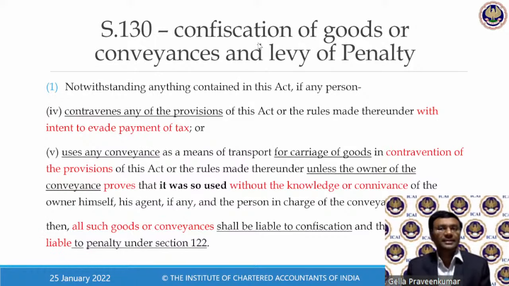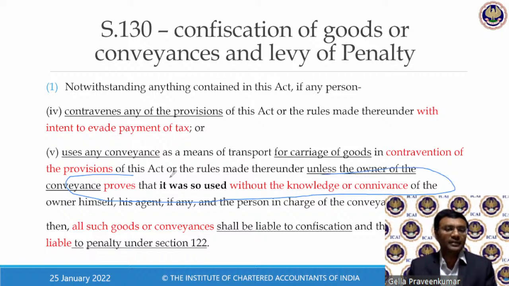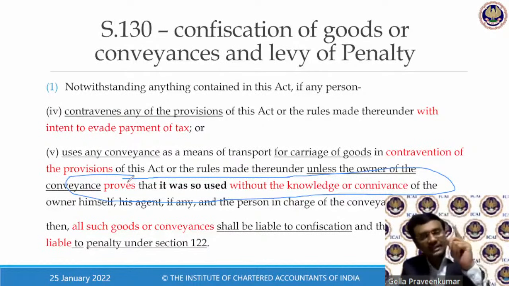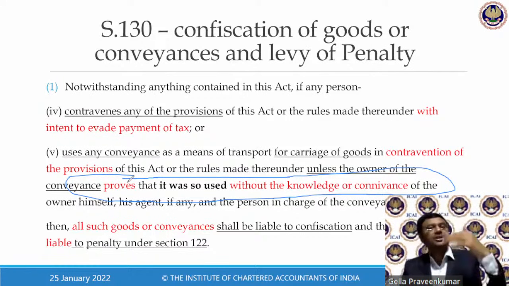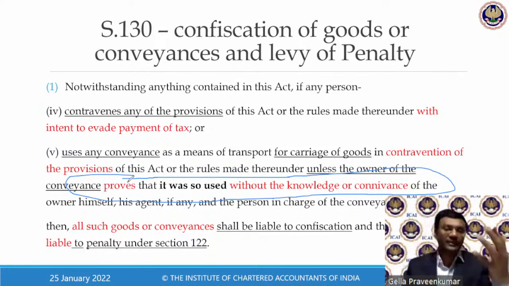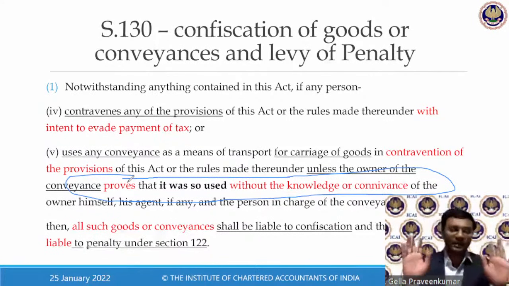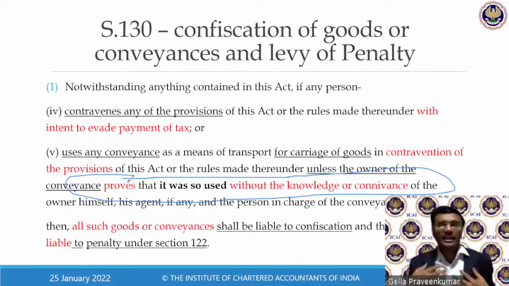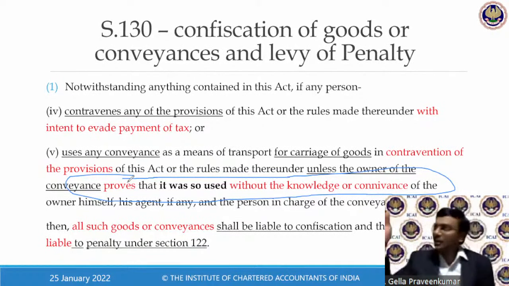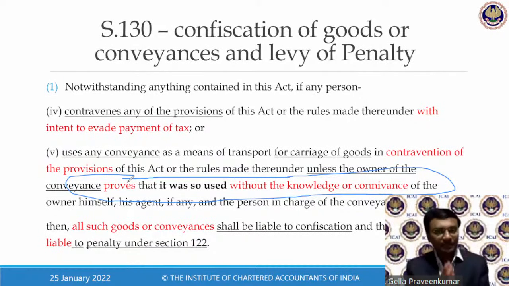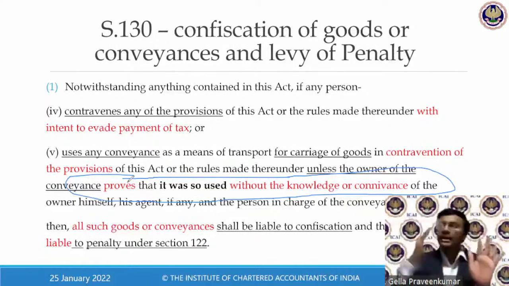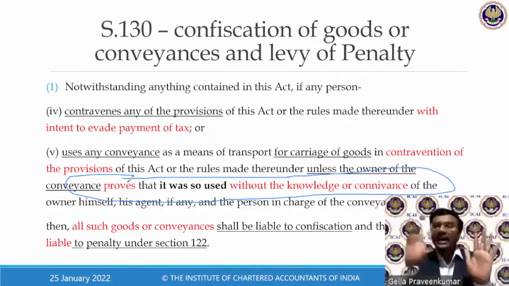Now, this provision where a transporter, unless the owner of the conveyance proves that it was so used without his knowledge. Until and unless the transporter, who happens to be the owner of a vehicle, comes forward and says, my lord, look, I'm ignorant. I was given the goods to transport from this location to this location. I asked for the bill, they gave the bill. I looked at the weight. As per the bill, it shows 120 kgs.